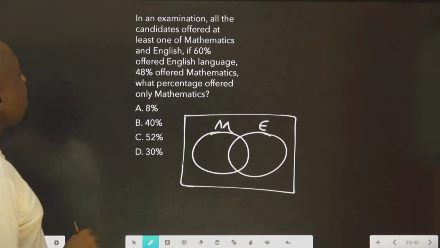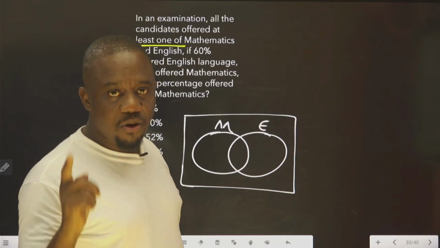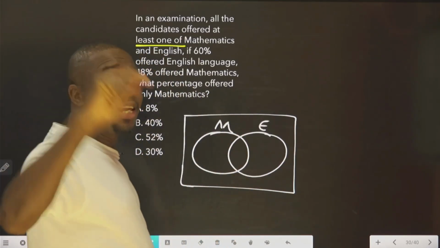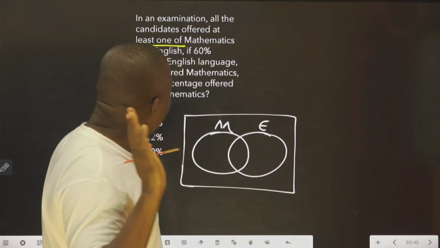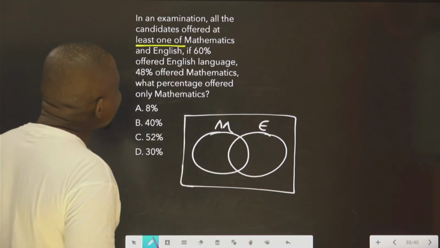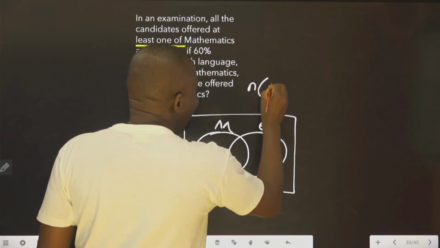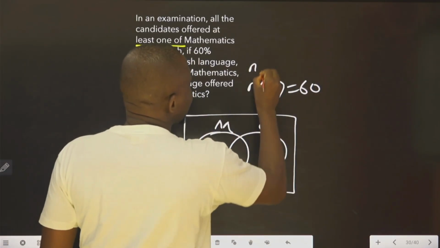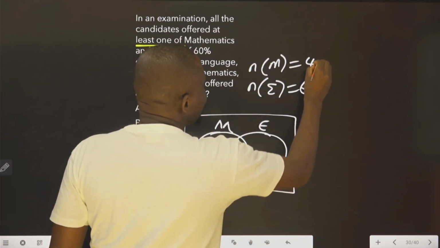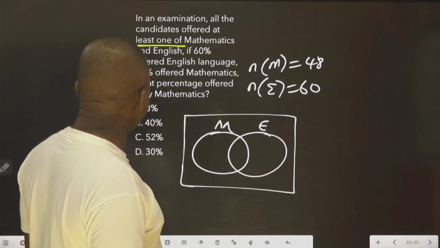So we just draw two circles that intersect, maths and English. Now, we are told that each student offers at least one of the subjects. That message is telling you that there will not be anything outside the circles. 60% offered English. The number of students that offer English is 60%. And 48% math. What percentage offered only mathematics?